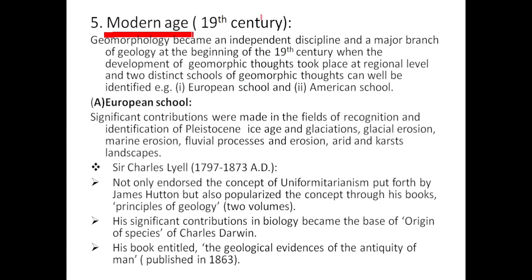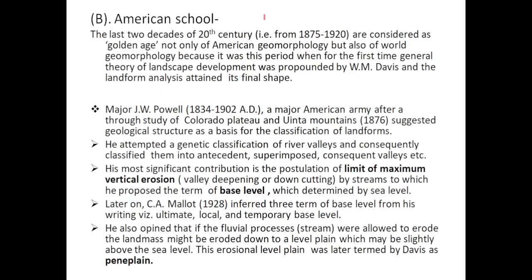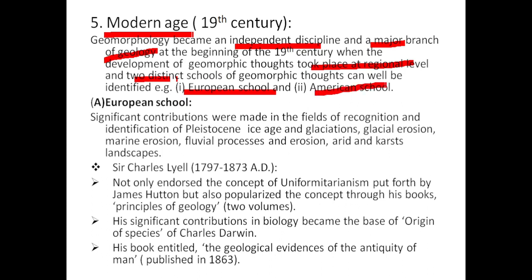Today we will discuss the modern age. The modern age is also divided into two parts: the 19th century and the 20th century. During the 19th century, geomorphology became an independent discipline and a major branch of geology. Development of geomorphic thought also took place at a regional level, and we can identify two distinct schools: the European school and the American school.